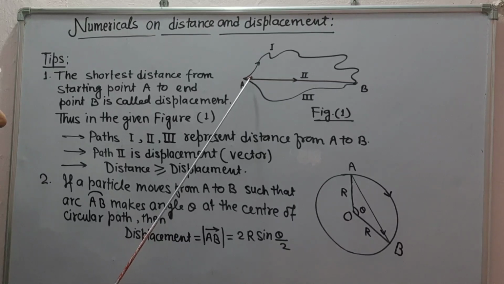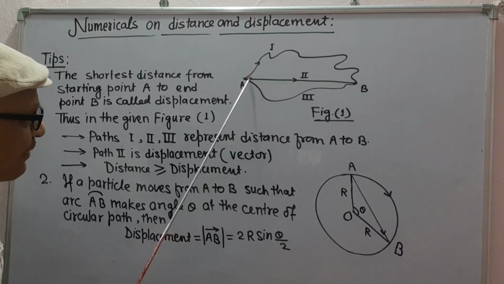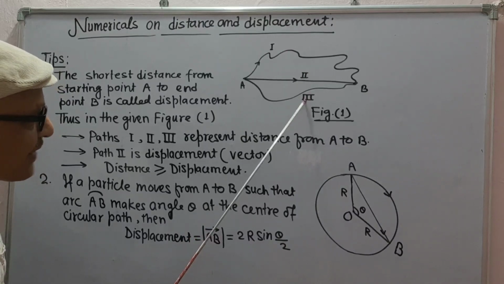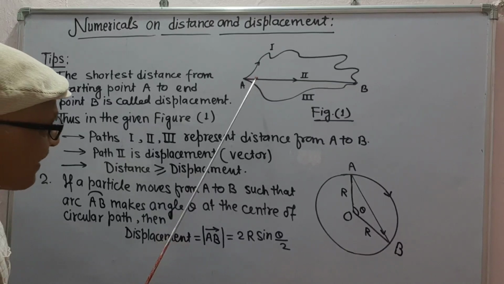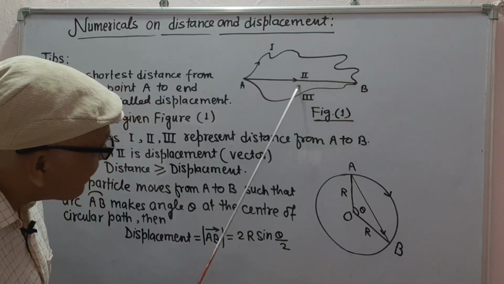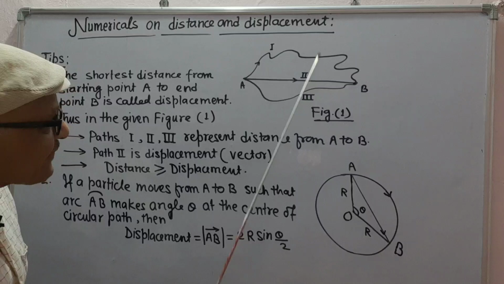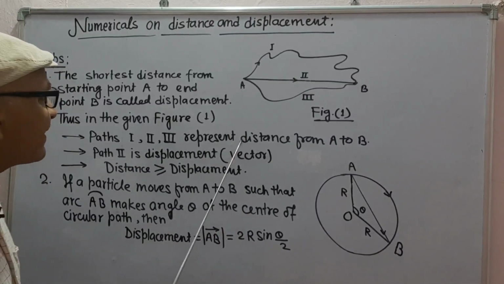In this diagram, in figure 1, from initial point A to final point B, the particle moves via 3 paths, path 1, path 2 and path 3. Then all these 3 paths are distances, but the shortest distance from initial point A to final point B, that is path number 2, is displacement. Displacement is a vector quantity, whereas distance is a scalar quantity. It is clear from figure 1 that distance may be equal to or greater than the displacement.